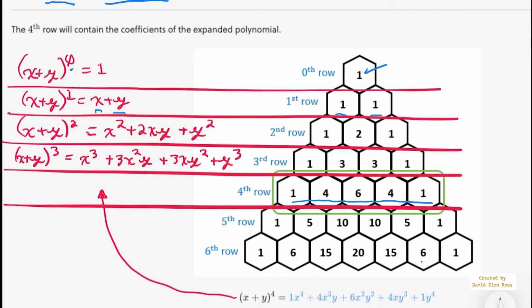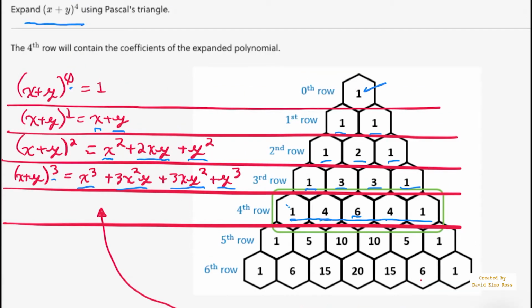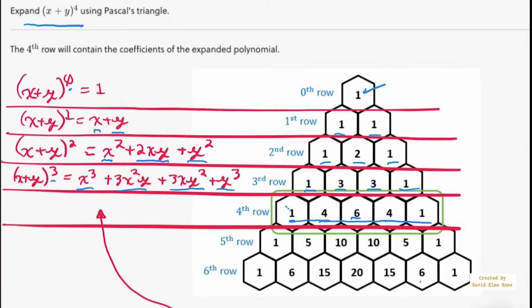In this case, (x plus y) squared would be x squared plus 2xy plus y squared. (x plus y) cubed would be x cubed plus 3x squared y plus 3xy squared plus 1y cubed. So here I think you'll see that this is going to be 1x to the 4th plus 4x cubed y plus 6x squared y squared plus 4xy cubed plus y to the 4th. And we can use Pascal's triangle to find out (x plus y) to the nth, starting at 0, 1, 2, 3, 4, 5, and so on.